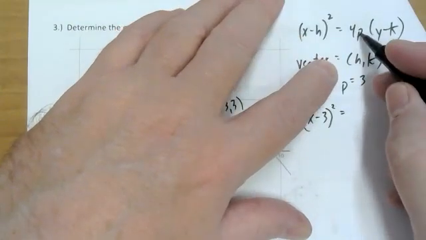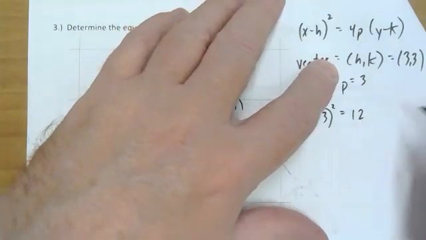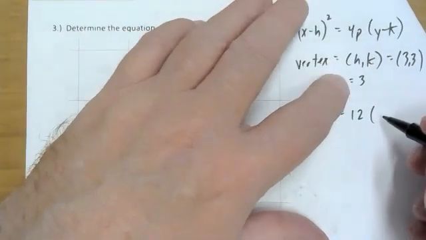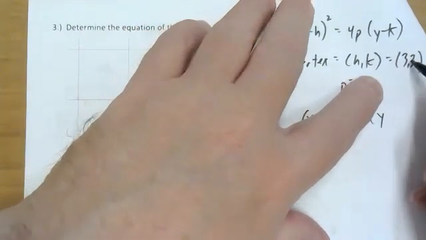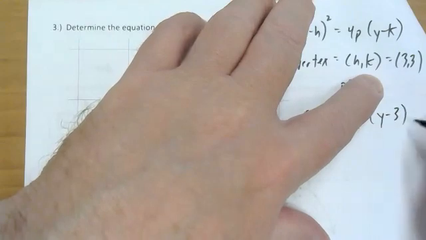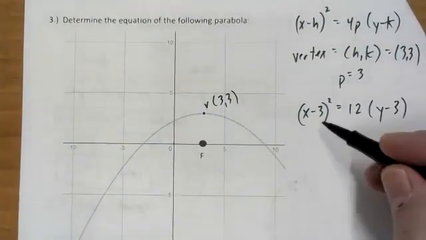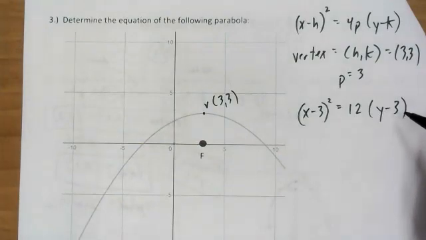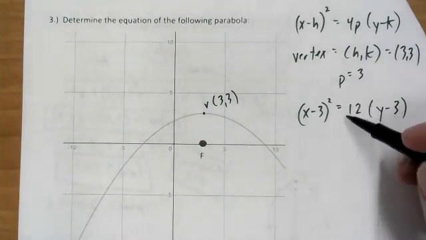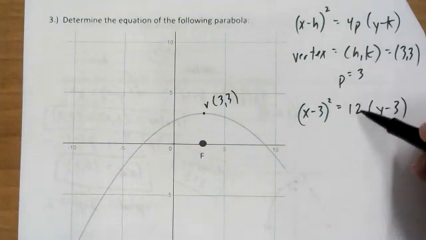If p is 3, 4 times 3 is 12. And then y minus k, and k is 3. Here's one thing even I sometimes forget. When I'm pretty much done with the equation, I need to go back and check and make sure that this number is correct in terms of positive and negative.